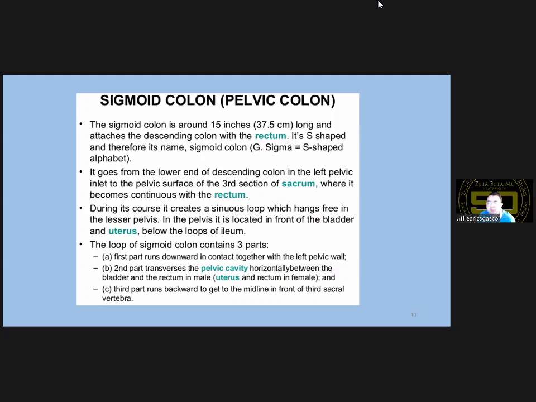The loops of the sigmoid colon contain three parts. The first part runs downward in contact with the left pelvic wall, as it arises from the descending colon. The second part traverses the pelvic cavity between the bladder and the rectum in males, or the uterus and the rectum in females. And the third part runs backward to get to the midline, in front of the third sacral vertebra.